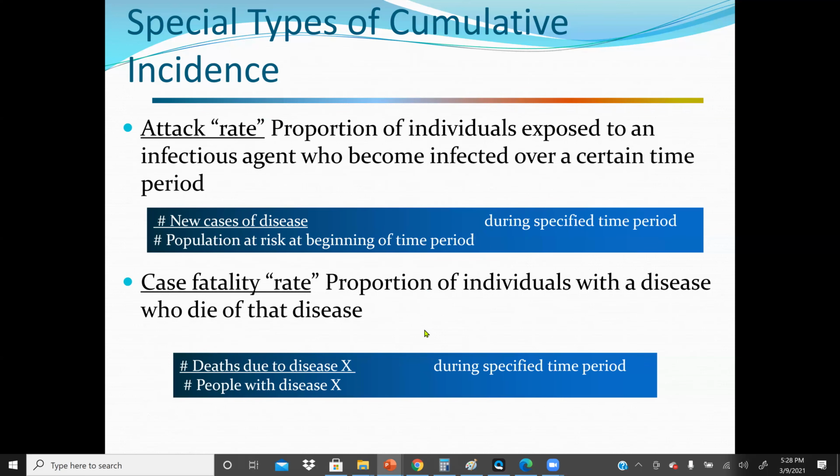During a specified time period. We also have the case fatality rate, which is the proportion of individuals with disease who die of that disease. So the deaths due to disease X over the population with disease X.